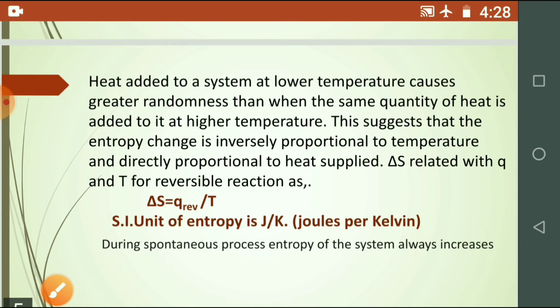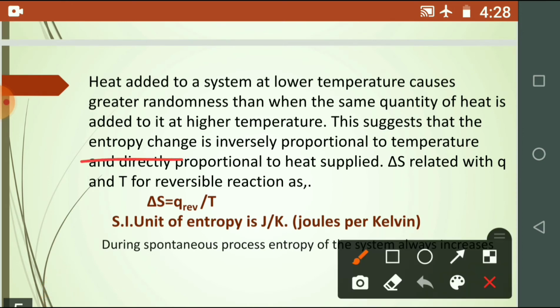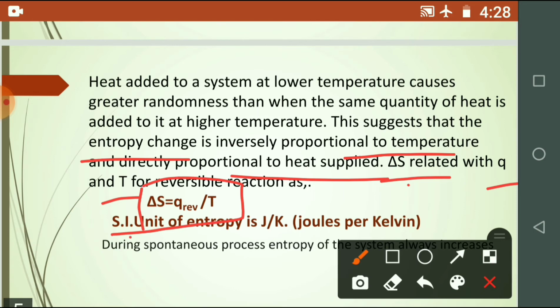That's why we say that change in entropy is inversely proportional to the temperature, whereas it is directly proportional to heat supplied. So if the change in entropy is delta S, it is related to heat supplied Q and absolute temperature T, that is, delta S is equal to Q reversible by T. So what do they ask you in the exam? How is entropy related to absolute temperature, or what is the relation between the heat supplied and the change in entropy?